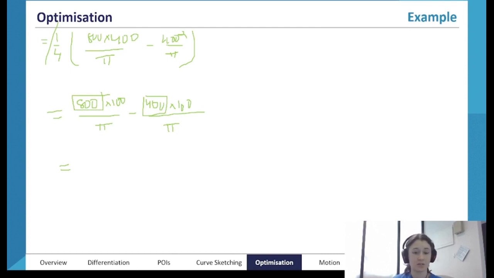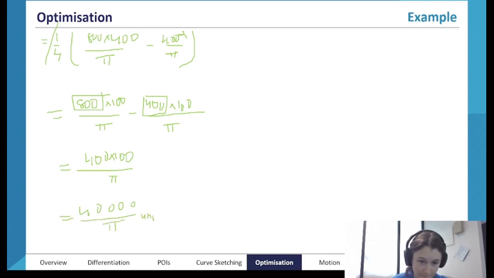Again, this is just a simpler way to do these tech-free, instead of simplifying it all out and then doing a big long list of addition and subtraction. If you think about it a little bit smarter, then it's usually very helpful. But we'll have 800 take 400, so we're going to be left with 400 times 100 on pi, which gives us 40,000 on pi units squared. And this is our maximum area.